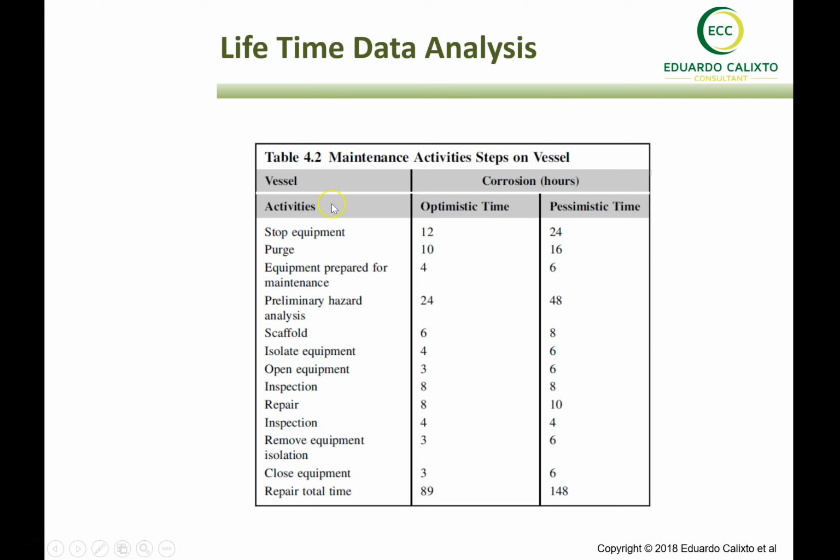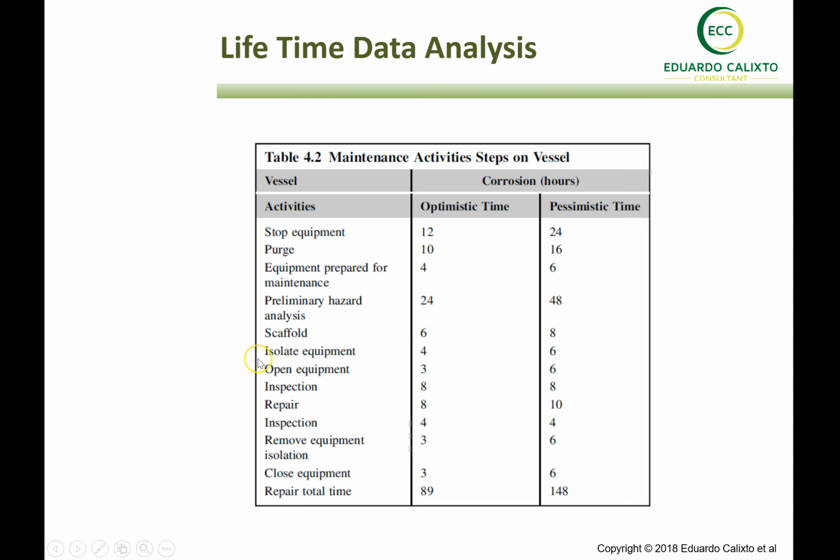It is very important to understand, in the case of a vessel, that we implement a lot of steps to get to the repair and then to finish the repair. All these times are steps that cause shutdown in the system. And it is very important that we represent the downtime caused by the repair exactly as it is in the system. Otherwise, our prediction will be very optimistic.